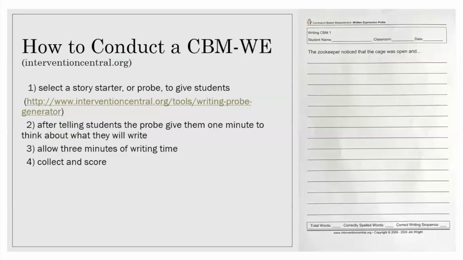So this is just a brief summary. There's a lot more information on interventioncentral.org on conducting a CBM-WE. You start by selecting a story starter or probe to give to students, and they have free ones at this website. After telling students the probe, give them 1 minute to think about what they will write. Then allow 3 minutes of writing time. You collect them and score them. So this can be done whole class, and it's really quite short and efficient.